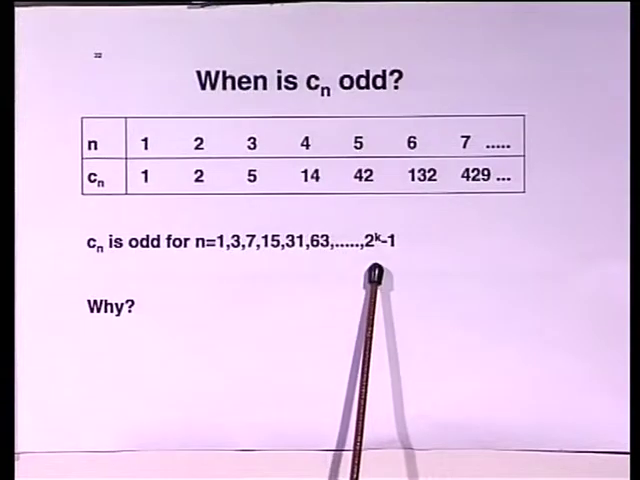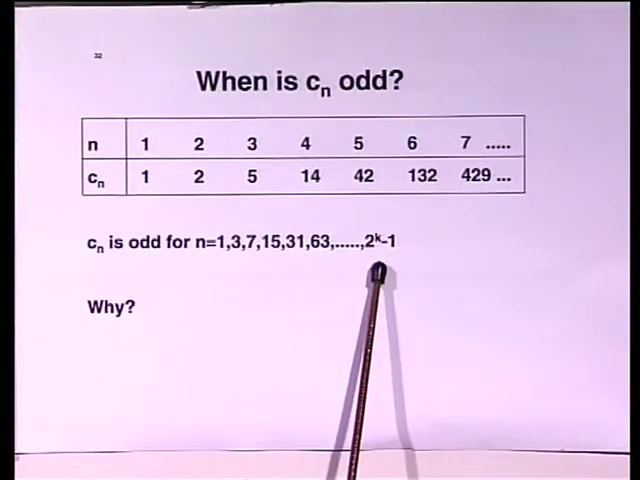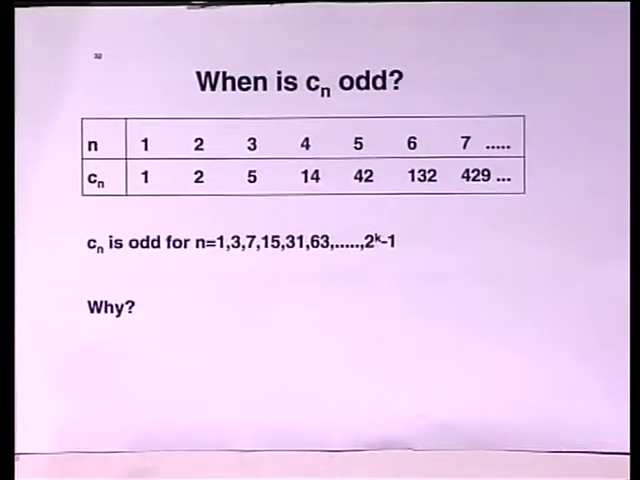And in general, the Catalan number is odd when n is a power of 2 minus 1. So here is the general rule: Cn is odd when n is a power of 2 minus 1. The question is, why? Well, there are many ways in which we might address this question, because we know many descriptions of the Catalan number. But I'm going to use the description in terms of binary trees.